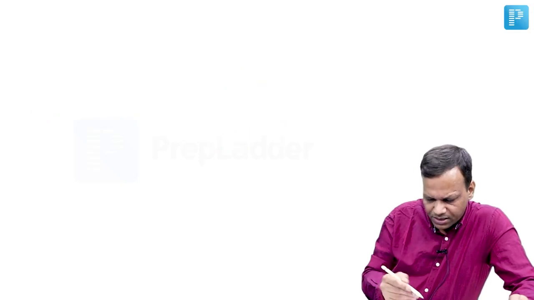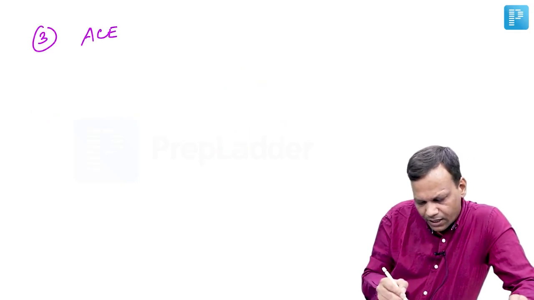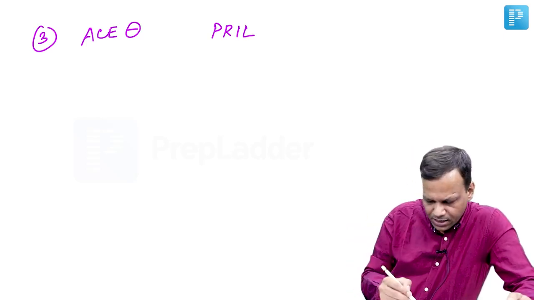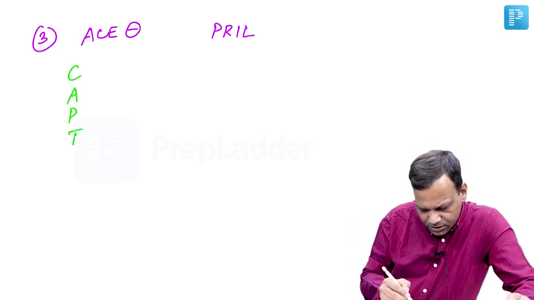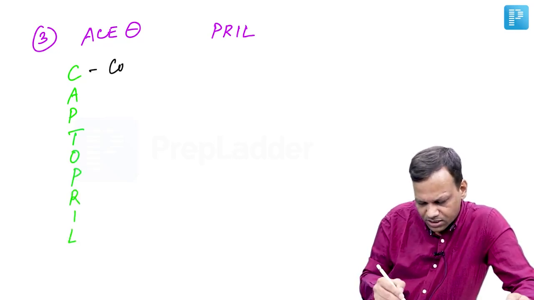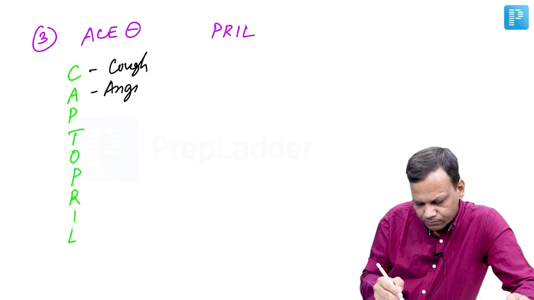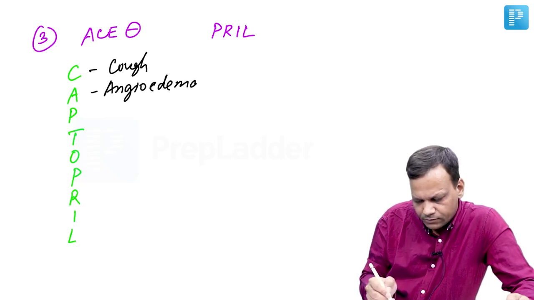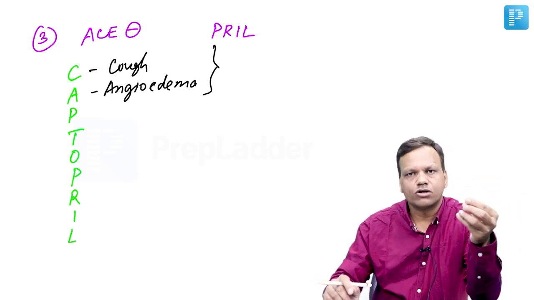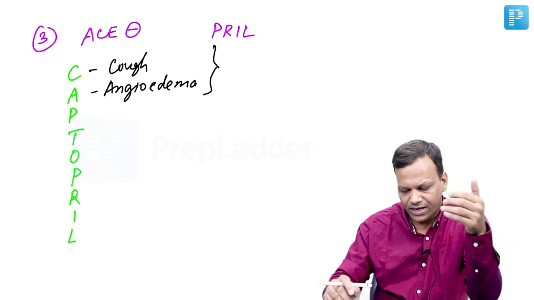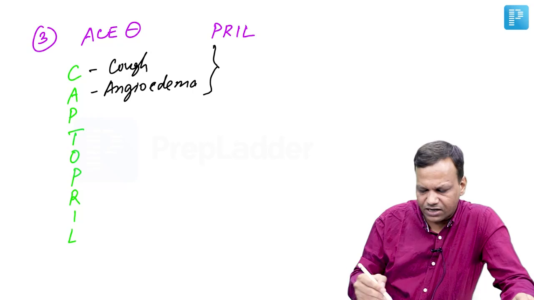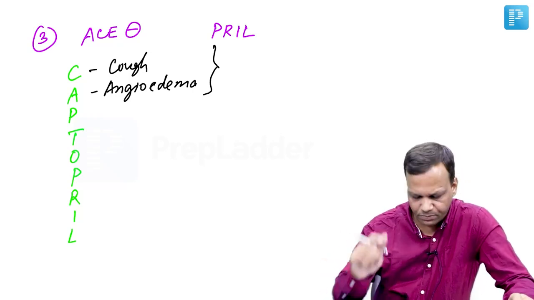Then the third group are ACE inhibitors. The name will end with pril, like captopril, lisinopril, enalapril. And all the important properties about prils you can remember from the first drug, captopril. Captopril causes cough and angioedema. Angiotensin converting enzyme not only converts angiotensin I to II, but it is also involved in the metabolism of bradykinin. So by inhibiting this, ACE inhibitors will increase bradykinin that can lead to cough and angioedema. This side effect is not seen with sartans. It is seen only with prils.